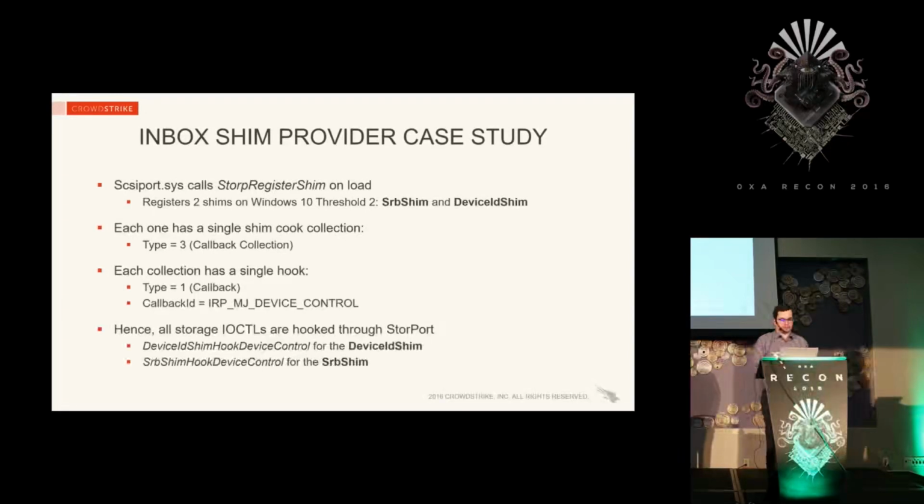Storeport registers a shim. Two shims, actually, SRB shim and device ID shim. Both of those only have one hook collection. It's a callback collection, and there's a single hook for that callback collection, which is the hook for IRP MJ device control. So any ioctls sent to storeport or through storahci, which storeport is hooking, will be hooked. There's a function device ID shim hook device control, which hooks ioctls for the device ID shim, and SRB shim hook device control, which hooks the ioctls that SRB shim is hooking.